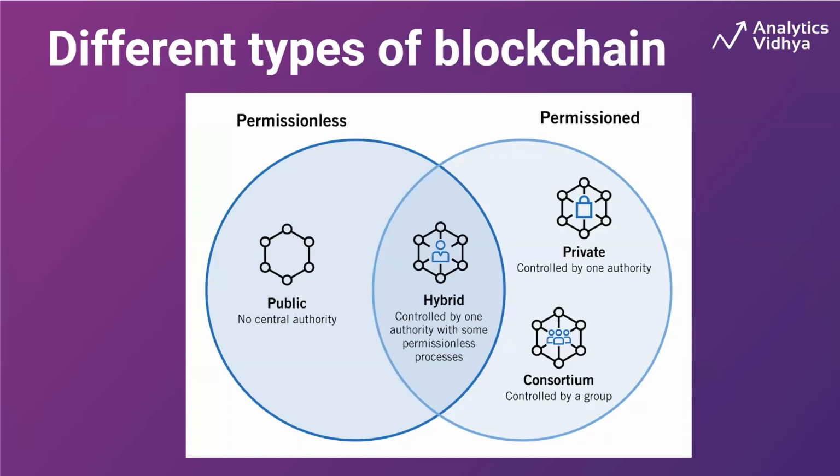Second, the private blockchain. What happens in a private blockchain? There is a particular person or a single organization who maintains the blockchain ledger itself. That's called the private blockchain.